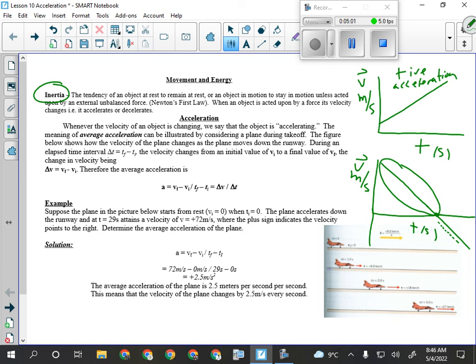says that an object at rest will remain at rest. An object in motion will stay in motion at a constant velocity, okay, unless acted upon by an external unbalanced force. In other words, Newton's first law, or the law of inertia, says that this desk will stay right there, provided I don't do anything to it. Well, duh. Of course it's going to just stay there if nobody does anything to it.